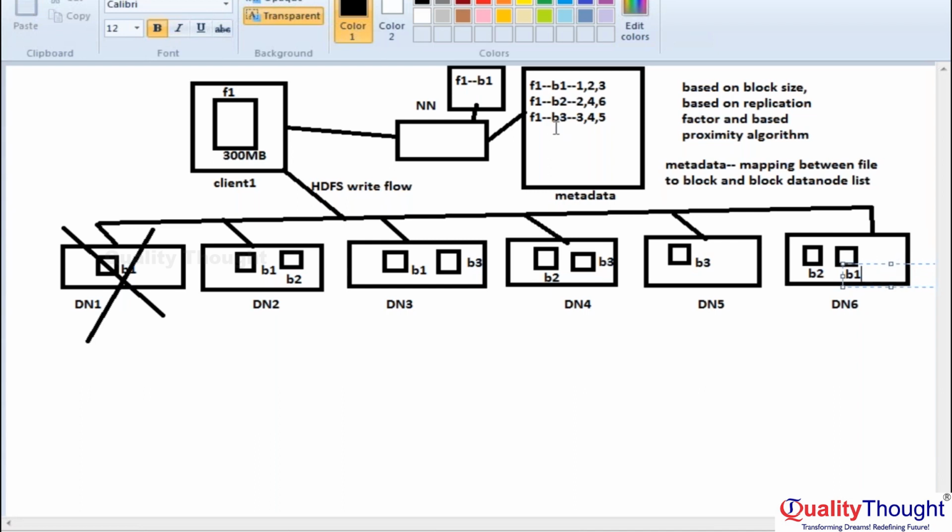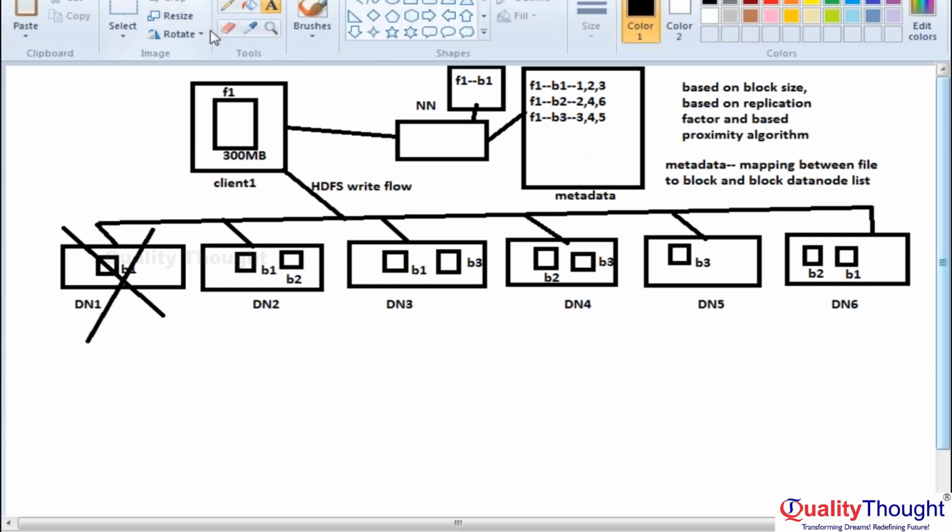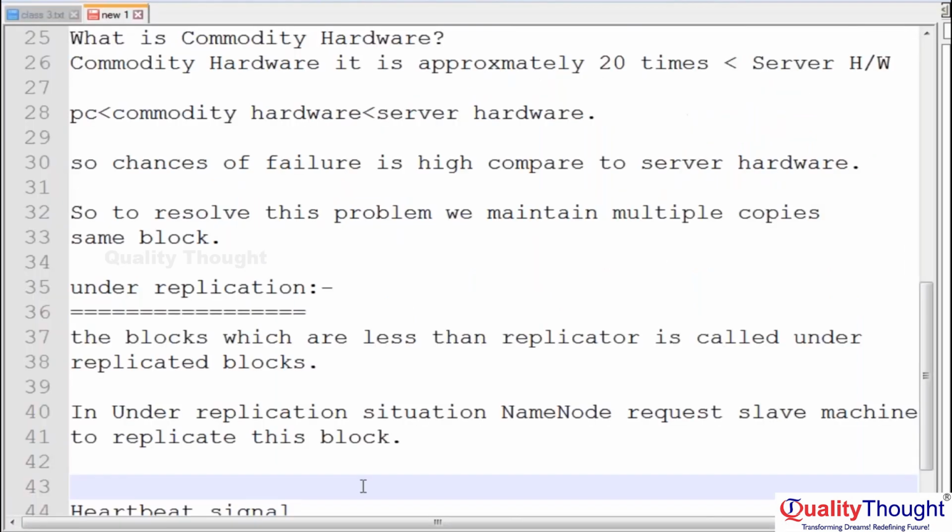Then it changes this entry and adds 6. Okay, it modifies the metadata. Once data node 6 has replicated block 1, it modifies the metadata and removes the entry of this one.